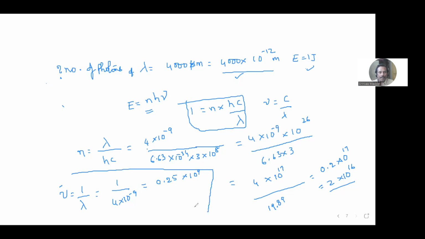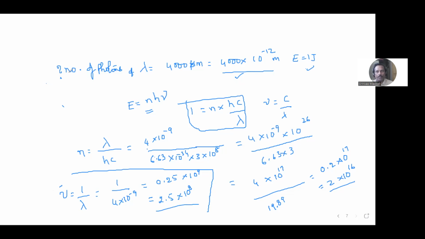0.25 multiplied by 10 to the power of 9, because it's 10 to the power of minus 9 in the denominator; when it comes to the numerator, it becomes 10 to the power of 9. 1 by 4 is 0.25. So therefore, we can write this as 2.5 multiplied by 10 to the power of. You are taking it to the right hand side, you're increasing the value by 10, so therefore you have to reduce it by 1 in the exponent. So it becomes 2.5 into 10 to the power of 8. So that will be the formula for the wave number.